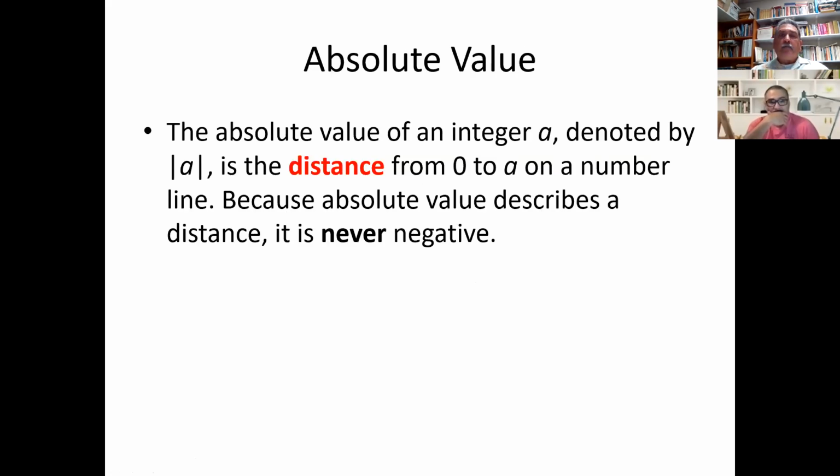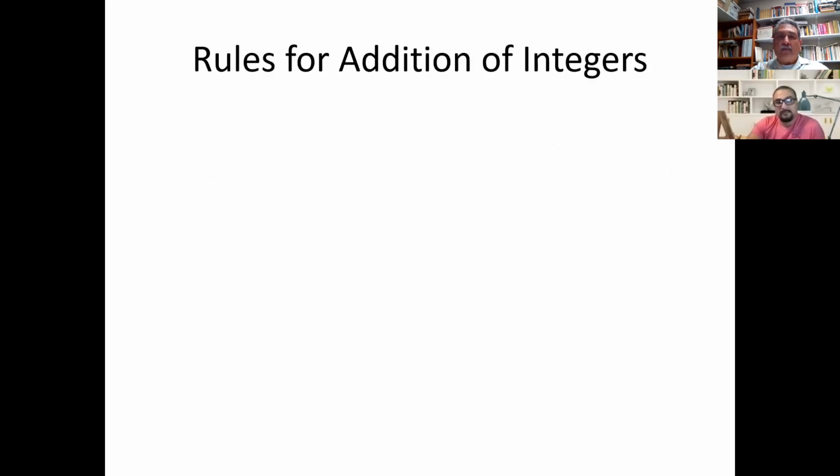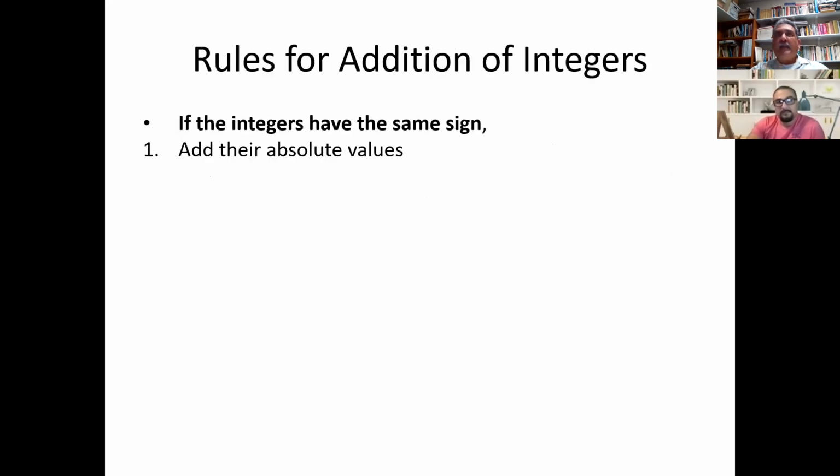Now, the absolute value of an integer, whose symbol is that integer with two bars around it, is the distance from 0 to that integer, whatever that distance is, and it can never be negative. It just shows the absolute value of that number. So, for example, the absolute value of -4 is 4. The absolute value of 2 is 2, because it shows the distance from 0 to that number.